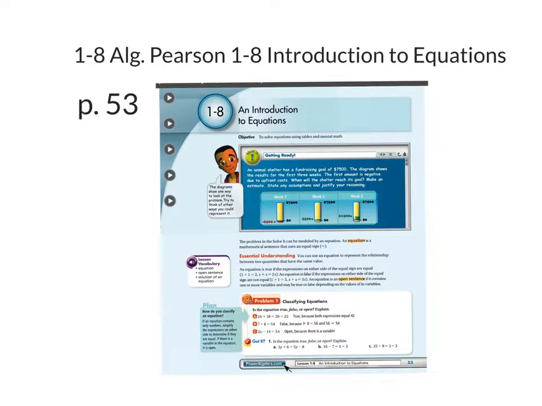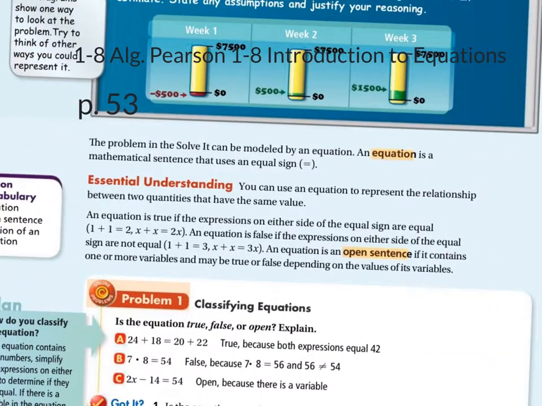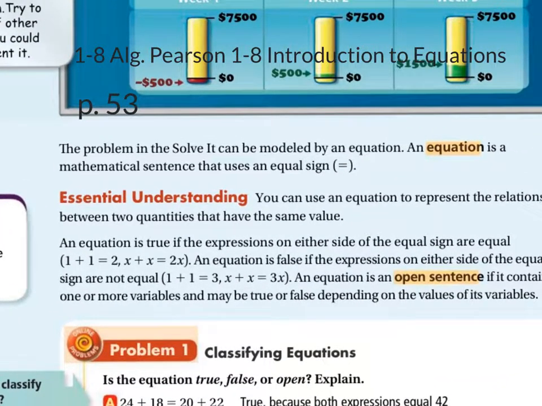We're going to look at lesson 1.8, which is Introduction to Equations. So on page 53, the first word we've got highlighted here is an equation. An equation is a mathematical sentence that uses an equal sign. Equation uses an equal sign. Almost in the word equation, you see the word equals there.